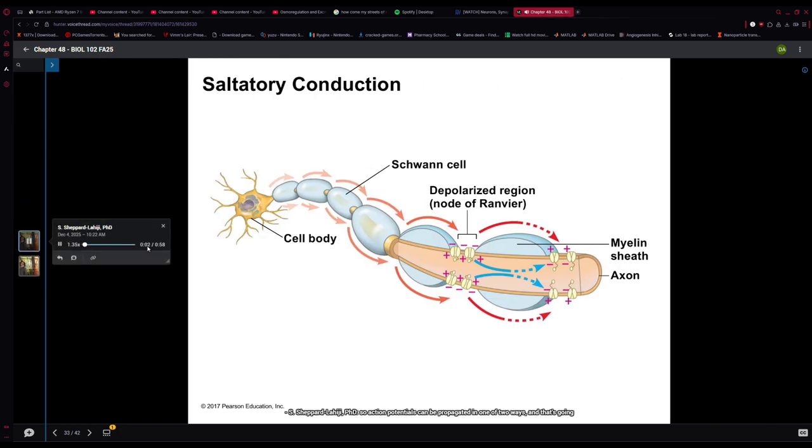Action potentials can be propagated in one of two ways, and that's going to depend on whether or not myelin is there or isn't there at the site of the axon. In this illustration, we can see that the myelin sheath is there, but really briefly, I just want to address what happens if it's not there, because you can have neurons that are non-myelinated too. In a non-myelinated scenario, you'd have continuous conduction.